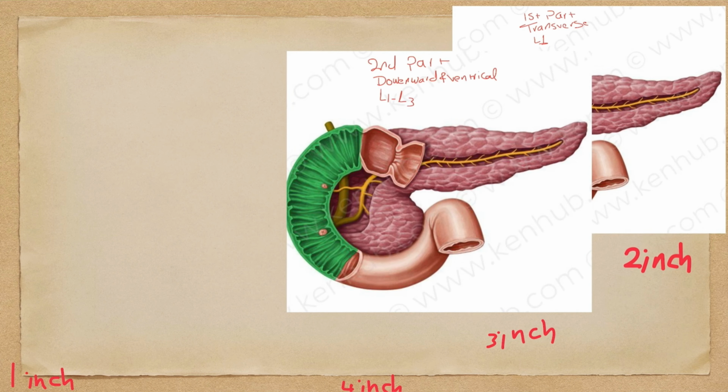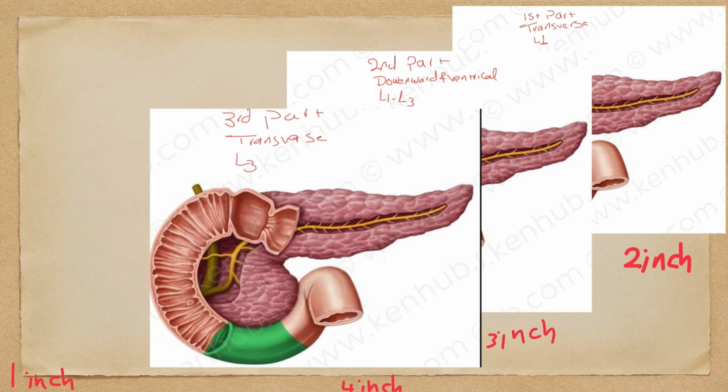The second part passes downward and ventrically, located between the first to third lumbar vertebra. أقوى مصادر يقولون between the second and third lumbar vertebrae. It's about 3 inches long.